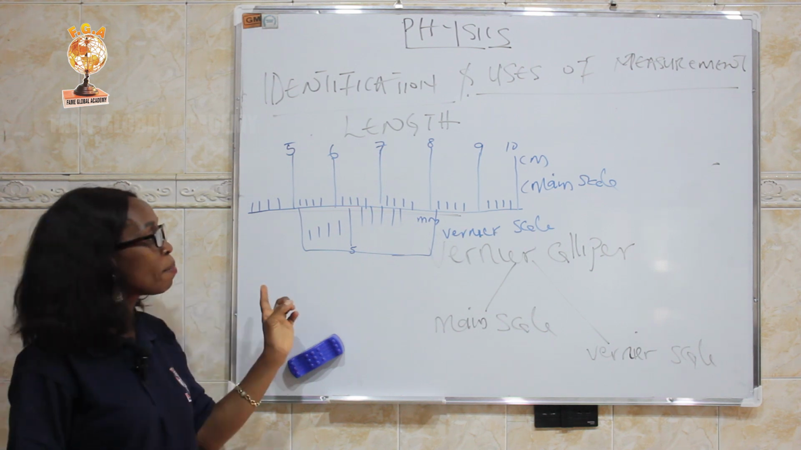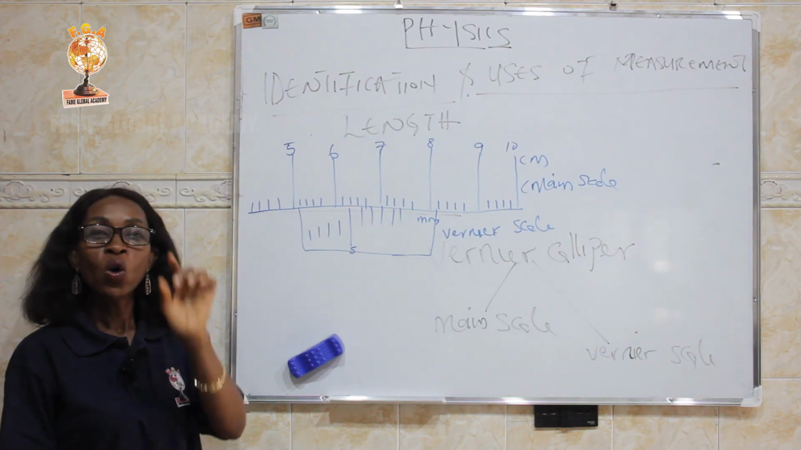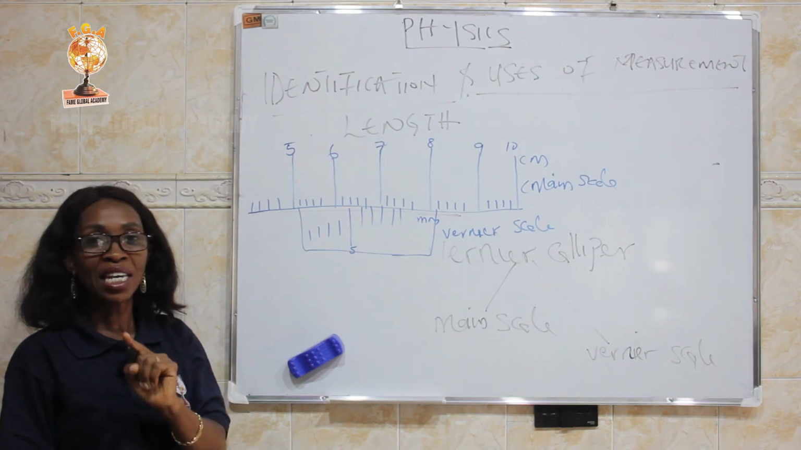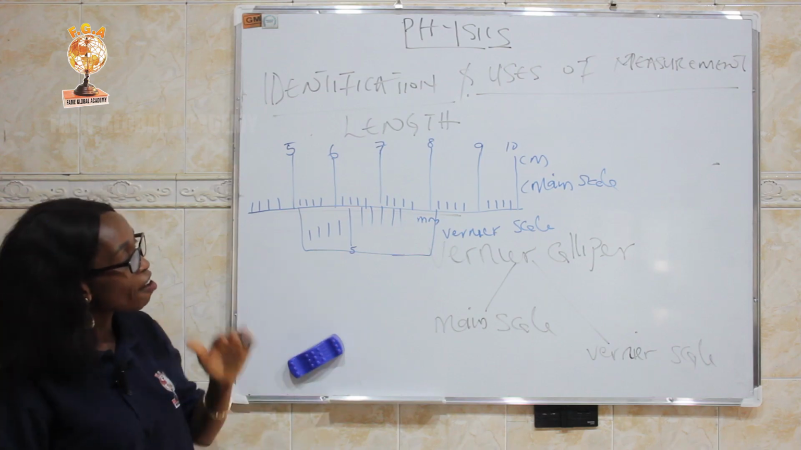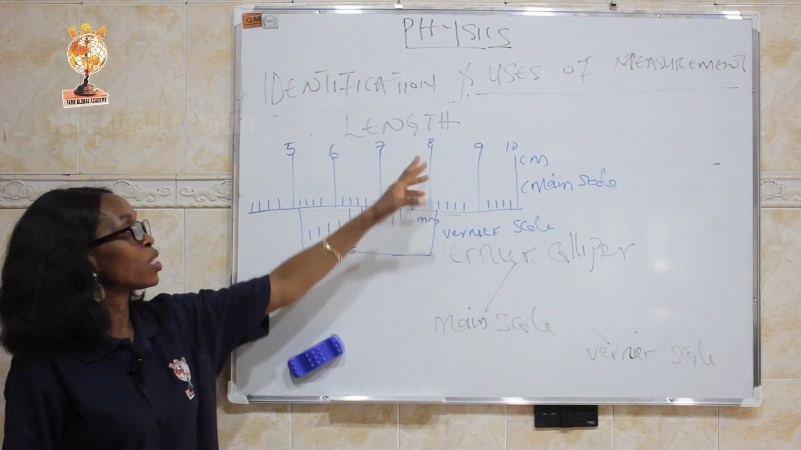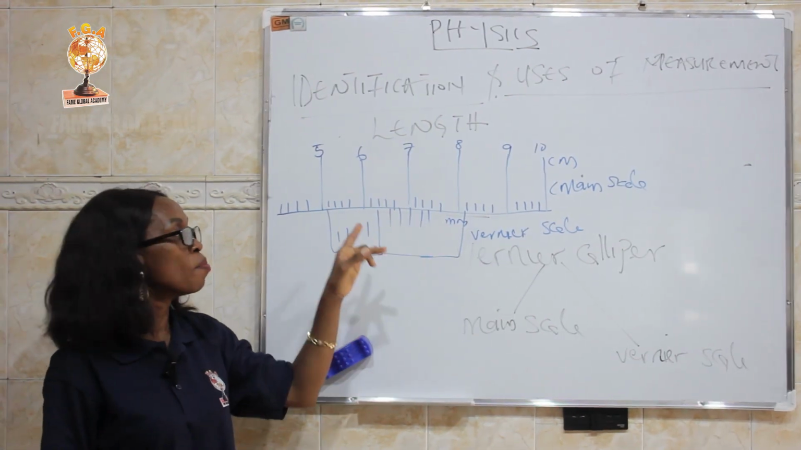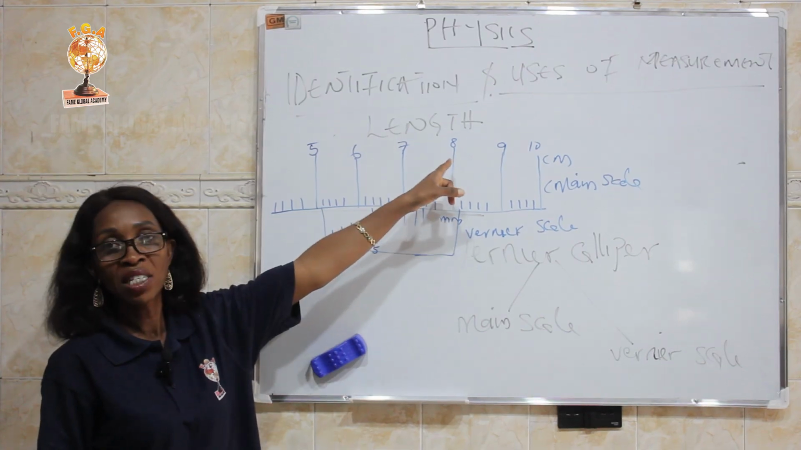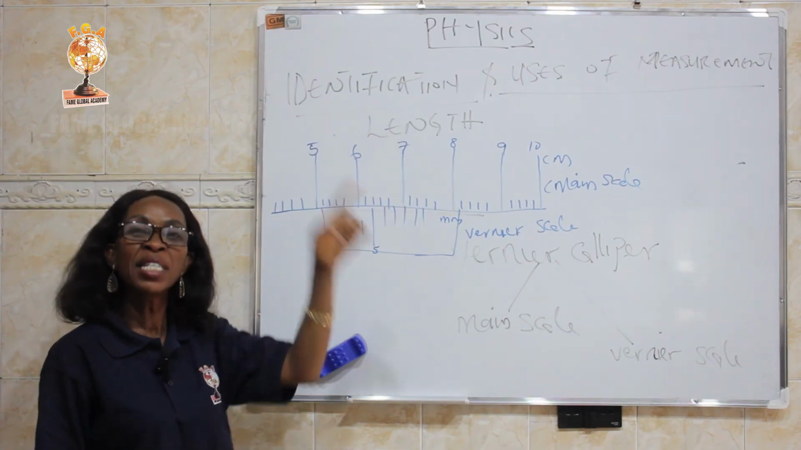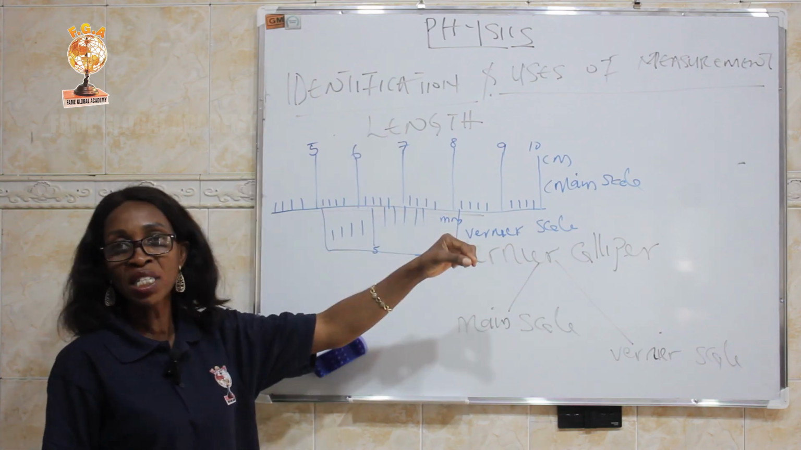Remember I said that the standard unit for measuring length or distance is meters. So if I have my readings in millimeters, I have to convert to centimeters because the main scale is in centimeters. And if I have it in meters, I have to convert from millimeters to centimeters and then to meters.